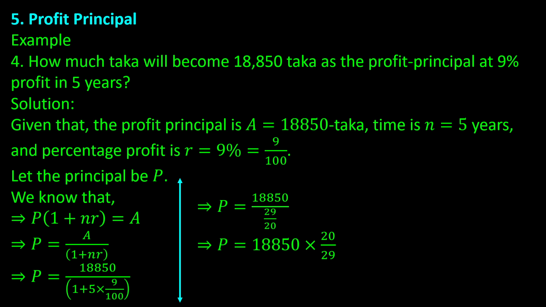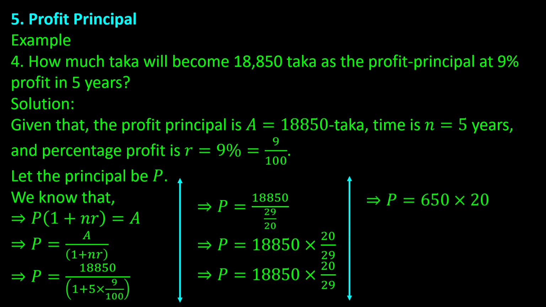Now since it's a complex fraction, to make it simple, the above number 18,850 will remain the same, but the lower fraction will be inverted. That means denominator will be numerator and numerator will be denominator. Here the numerator is 29, so it becomes the denominator 29, and denominator 20 becomes the numerator 20.